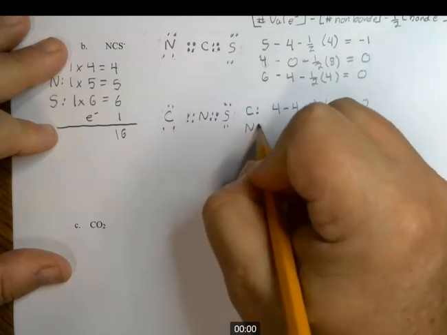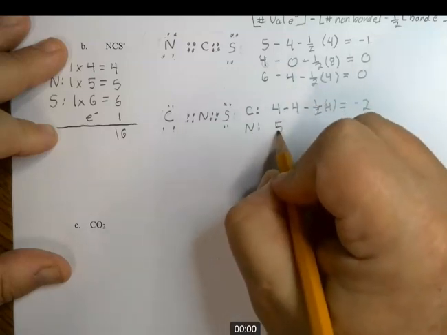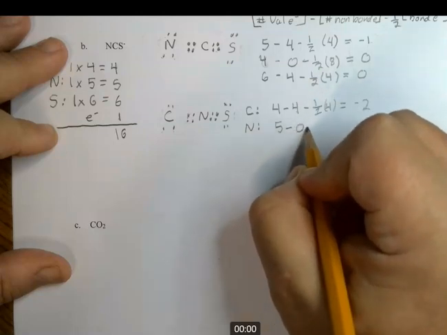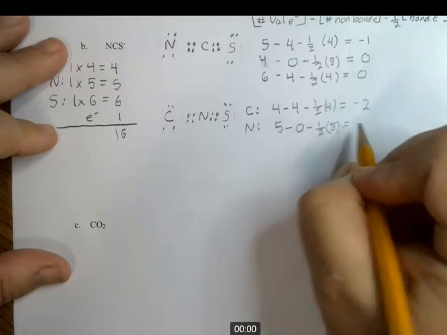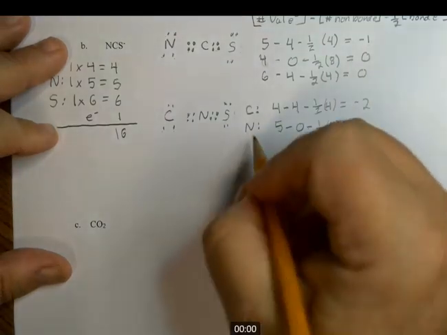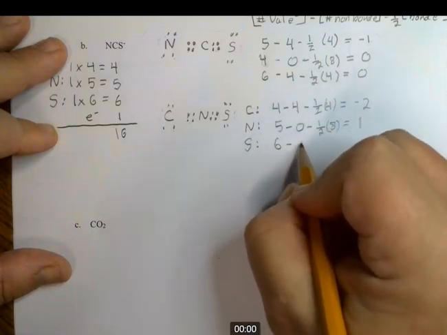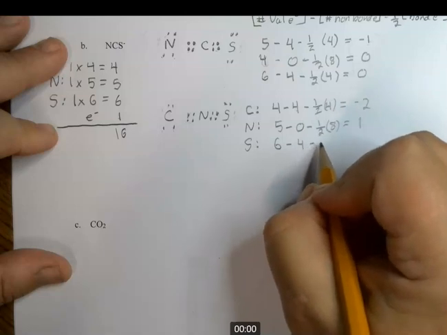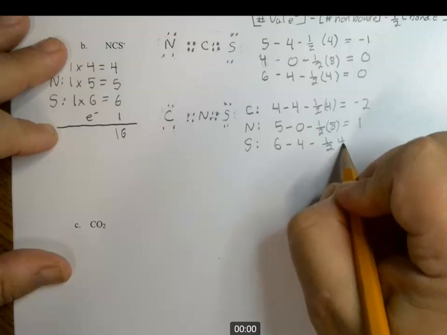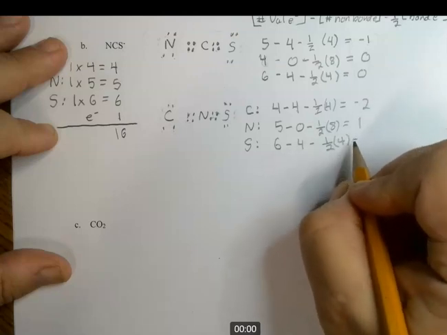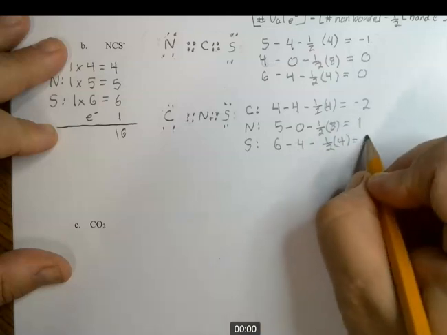Nitrogen next. And that's 5 minus 0. There aren't any non-bonding electrons, minus half of 8. And that's 4. So that's going to give us a +1. And finally sulfur. And sulfur is going to be 6 minus 4 minus 1/2 of 1, 2, 3, 4 bonding electrons. That's 2. So 6 minus 4 is 4, minus 2 is 0.